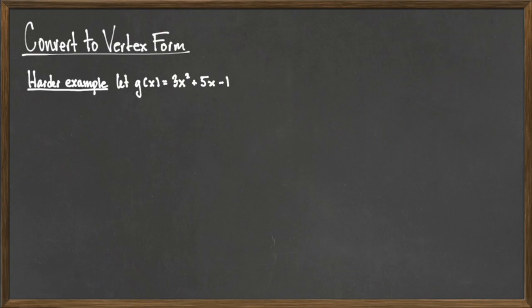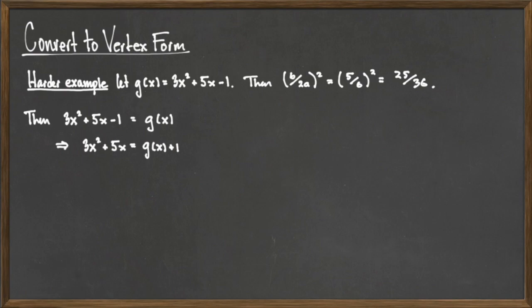So just like before, use the a, b, and c values to compute b over 2a squared. In our case, that's going to be 5 over 6 squared, which is 25 over 36. Next, we're going to write our function as 3x squared plus 5x minus 1 equals g of x, and then we're going to move the constant term to the right-hand side. This will give me 3x squared plus 5x equals g of x plus 1.